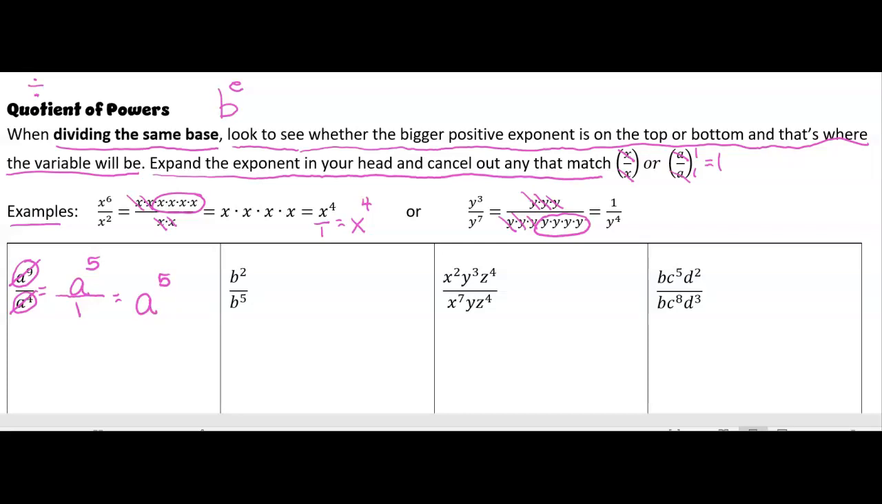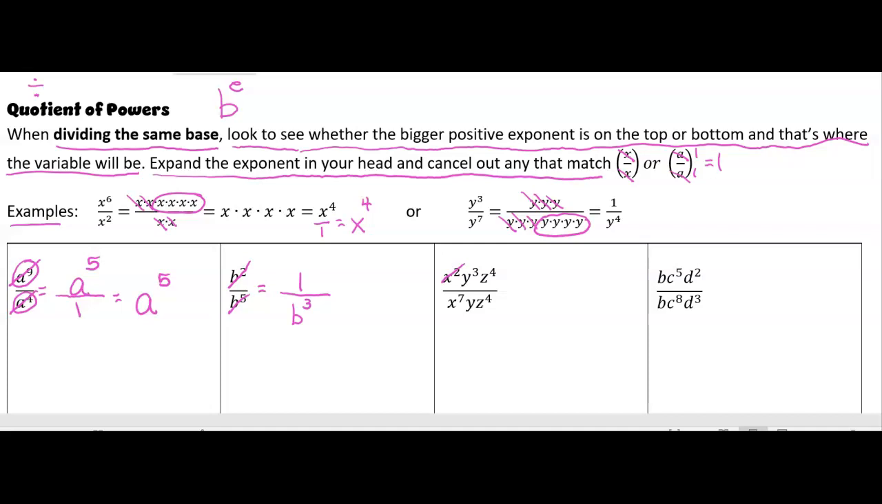Okay, next one, b to the 2nd over b to the 5th. So I have more of them in the bottom, so they're going to be left over in the bottom. And really all I want to know is how many more would I have left in the bottom? Well, the 2 b's in the top cancel out 2 b's in the bottom. So I would have 3 b's left in the bottom. That would be b to the 3rd. And since everything in the top is gone, I would have 1 over b to the 3rd. That's it.